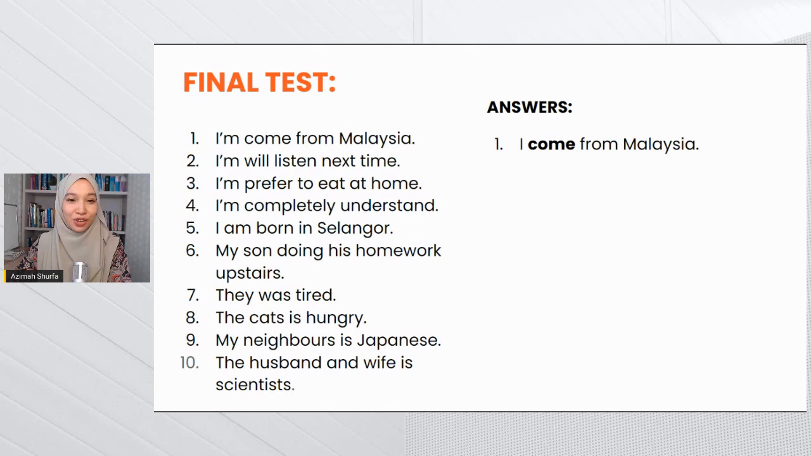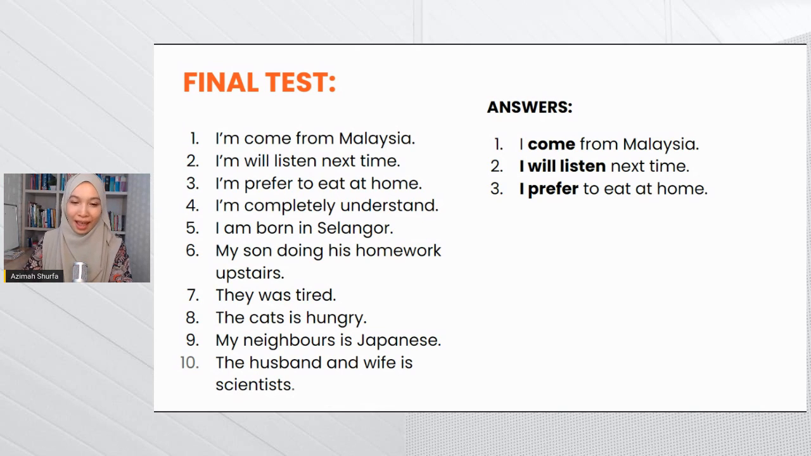I come from Malaysia. Not I'm. Number 2, I will listen next time. So will is actually a modal verb. So you cannot have am and then another verb, remember? I prefer to eat at home. I completely understand. Understand is a verb. You can have the completely there. So don't have to remove completely. Just remove the be verb.